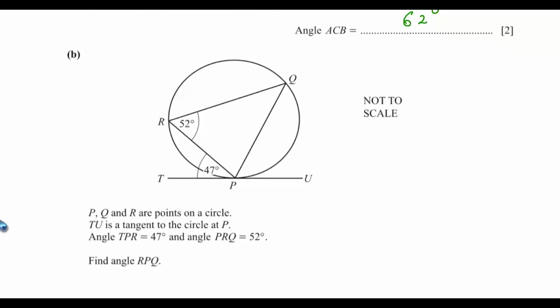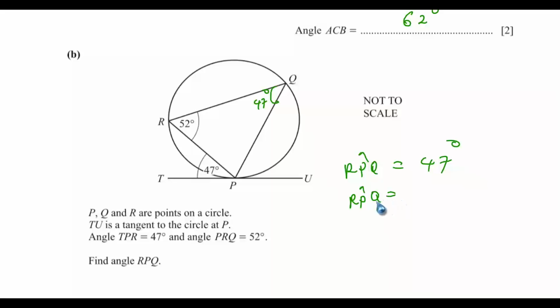P, Q, and R are points on the circle. TU is a tangent to the circle at P. Angle TPR equals to 47 degrees and angle PRQ equals 52 degrees. Find angle RPQ. So angle RQP equals to 47 degrees. That's angles in alternate segments. So if this is 47 degrees, then this will be equals to 47 degrees. So we can now find RPQ.